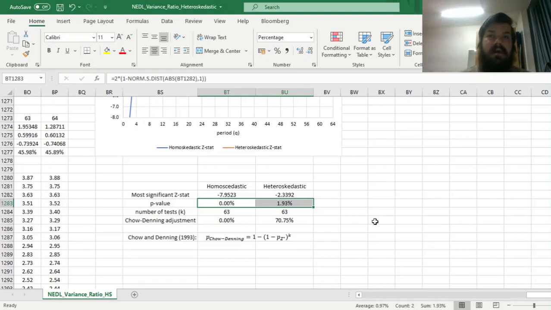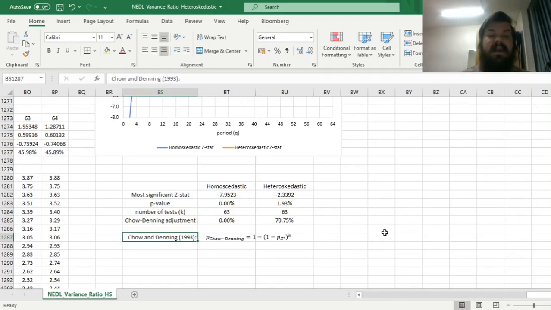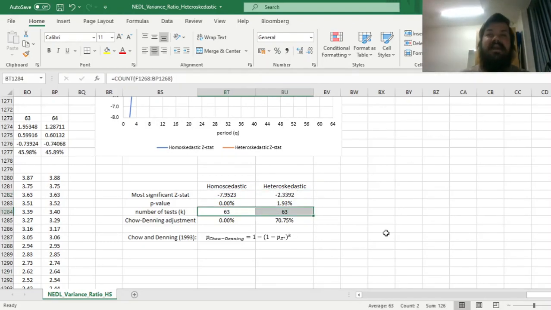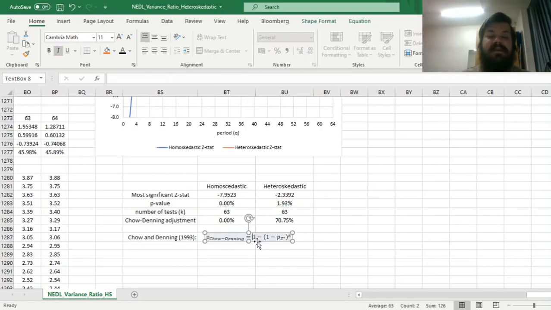However, applying the robustness test of Chow and Denning, we can account for multiple testing, remembering that these values did not come from a single test. They came from 63 different tests applied consecutively. So to account for that, Chow and Denning propose this particular correction. And this is just a multiple testing correction procedure, one of many. There are other adjustments that I might cover in further videos for general cases of hypothesis testing, so if you're interested in multiple testing adjustments, please leave a like and a comment on this video.